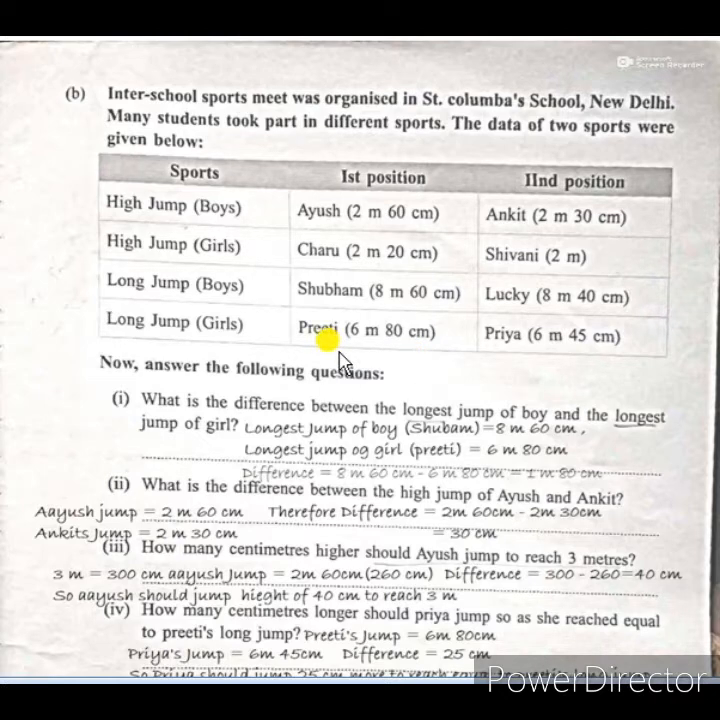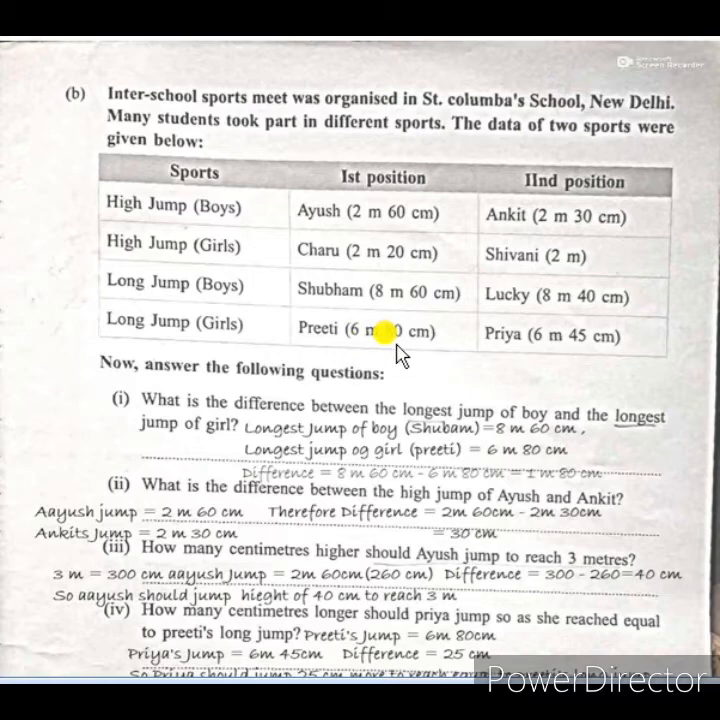To find the difference between their jumps, students, we already know that to find the difference we have to subtract the smaller number from the bigger number. Here Shubham's jump is the bigger one, 8 meter and 60 centimeter, and Preeti's jump is the shorter one, that is 6 meter 80 centimeter. So here we have to find out the difference between Shubham's jump and Preeti's jump. That means Preeti's jump subtracted from Shubham's jump: 8 meter 60 centimeter minus 6 meter 80 centimeter.